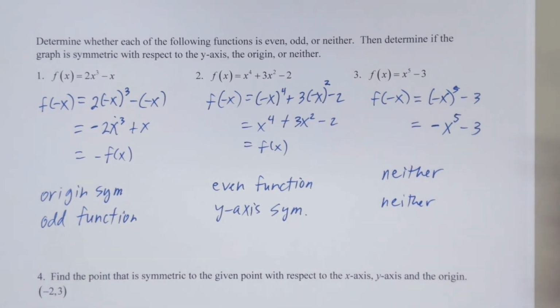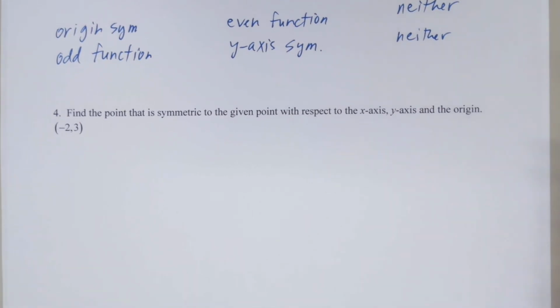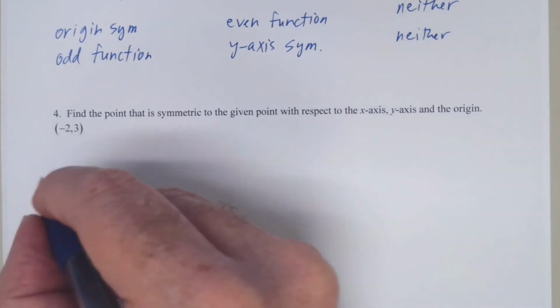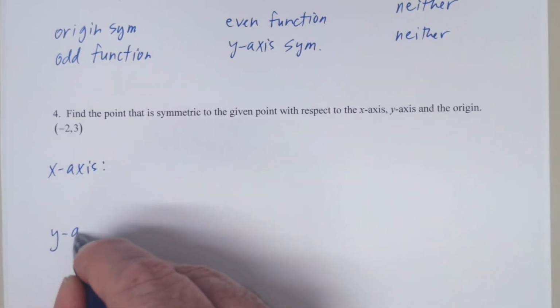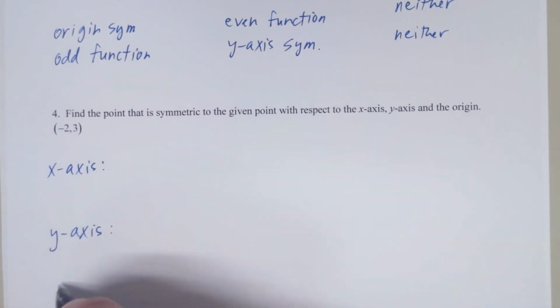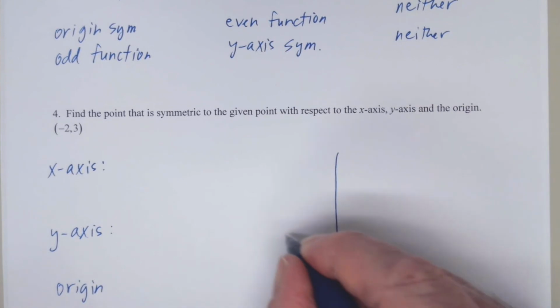All right, so that's how you determine if a function's even or odd. If it's even, you have y-axis symmetry. If it's odd, you have origin symmetry. All right, let's look at this last problem. This is similar to one problem you'll see, or at least one in the homework. Find the point that is symmetric to the given point with respect to the x-axis, the y-axis, and the origin. So let's put the 3 cases, x-axis, y-axis, and the origin.